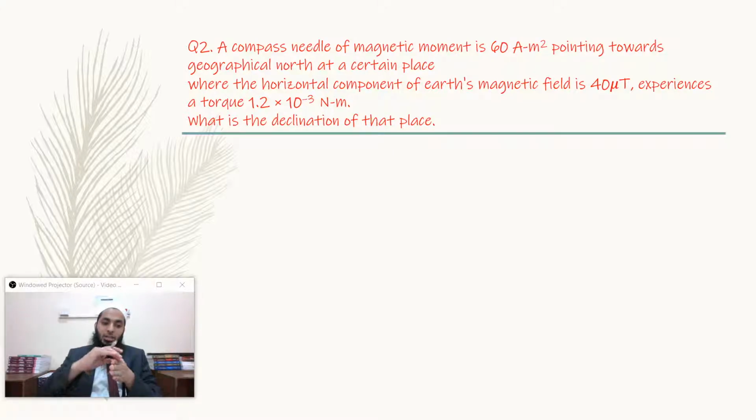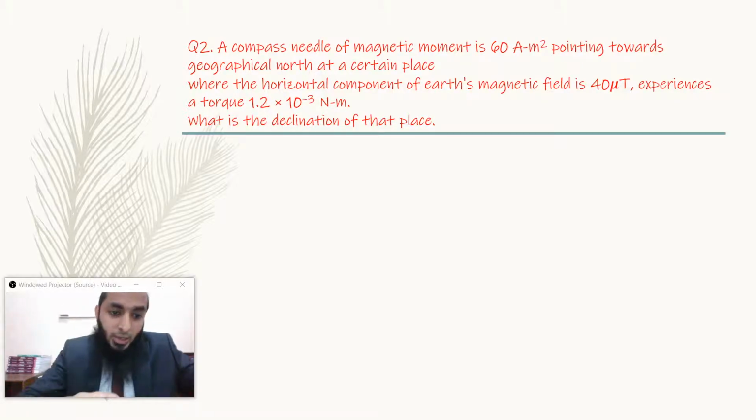So we can say that someone had held on to the magnetic needle in the geographic north-south direction. Then after that, at a place where the horizontal component of Earth's magnetic field is 40 micro Tesla, it now experiences a torque of 1.2 into 10 raised to minus 3 Newton meter. What is the declination of that place?